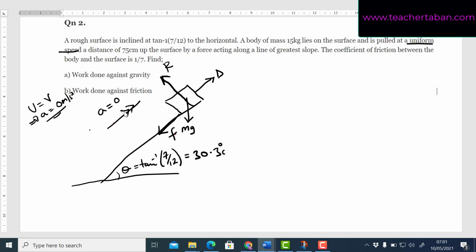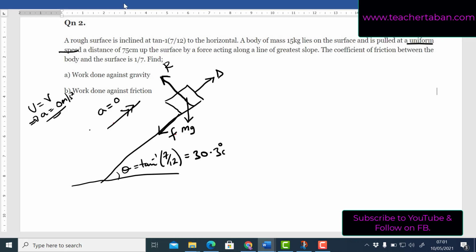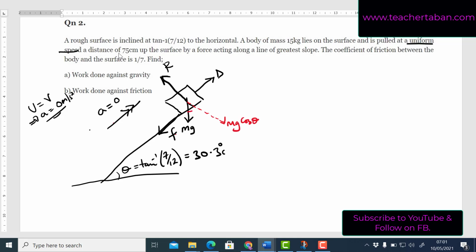When we resolve the components of this weight mg, we end up with the component of the weight perpendicular to the plane, which is mg cos θ. The angle here is θ, and then the component along the incline downwards is mg sin θ. So part A says find the work done against gravity.